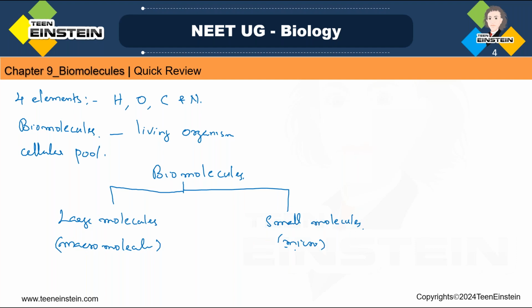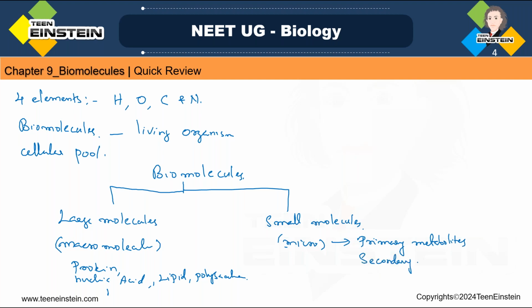This biomacromolecules, or the large molecules, include protein, nucleic acid, polysaccharide or carbohydrate, and lipid, for example. And for the small molecules, or biomicromolecules, we can say primary metabolites and secondary metabolites.